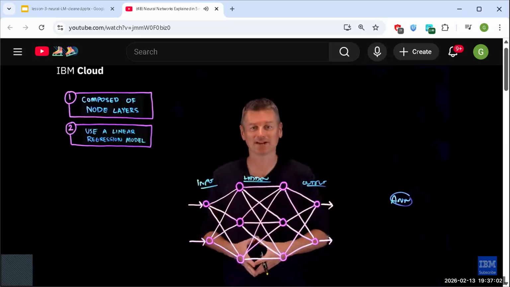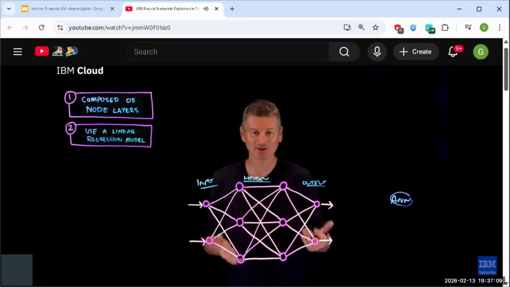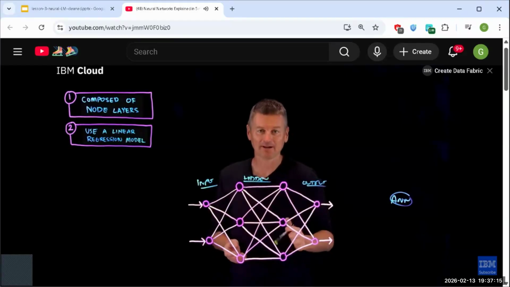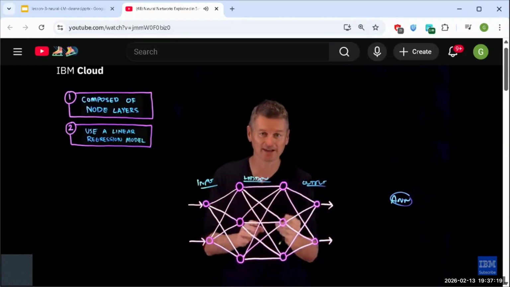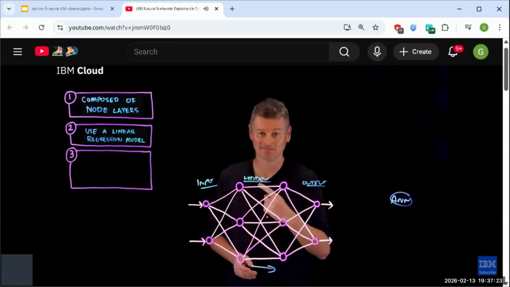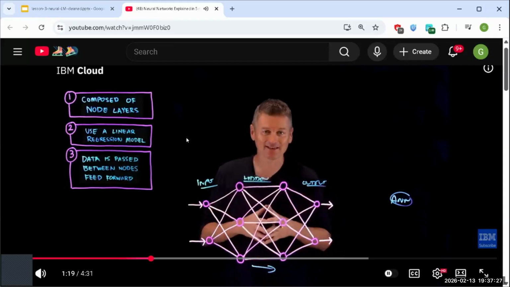The weights of the connections between the nodes determines how much influence each input has on the output. So each node is composed of input data, weights, a bias or a threshold, and then an output. Now, data is passed from one layer in the neural network to the next in what is known as a feed-forward network. Number 3.